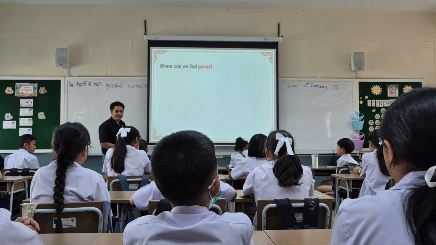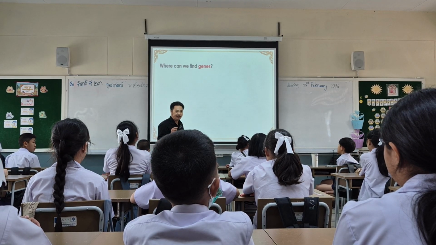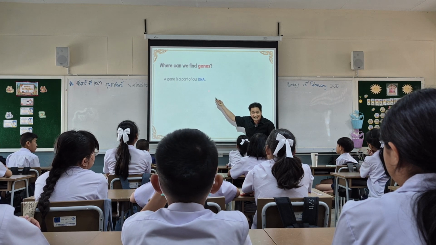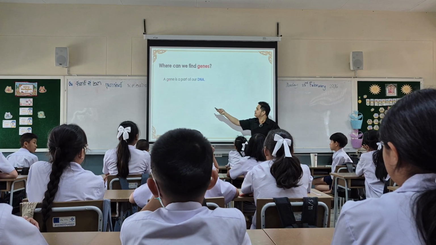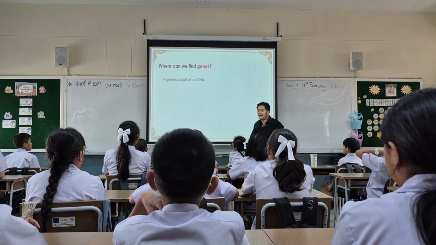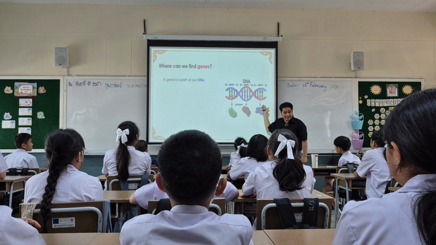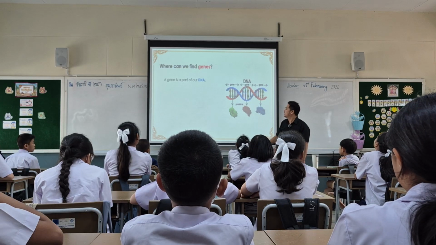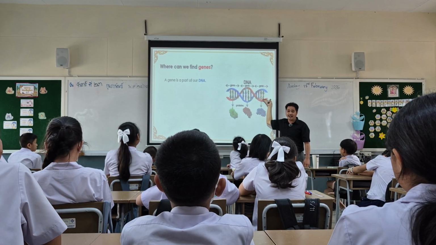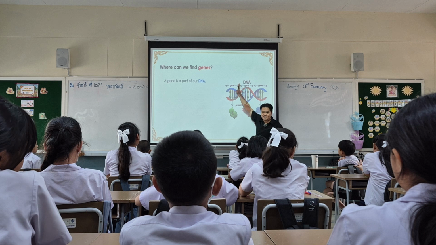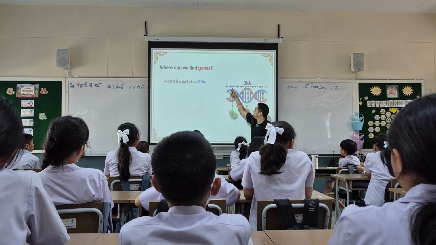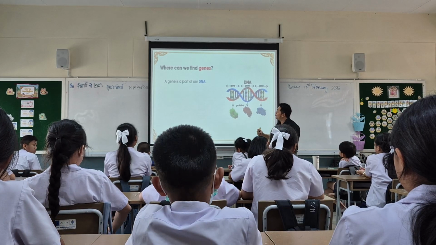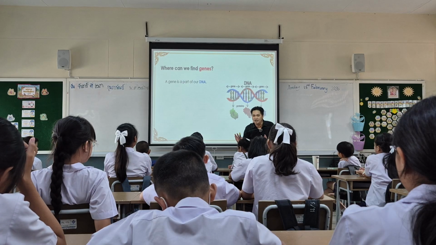Where can we find genes? DNA. A gene is part of DNA. Look at this. The whole thing, we call it DNA. But in every section, this one is a gene, this one also is a gene. So a DNA is composed of genes.